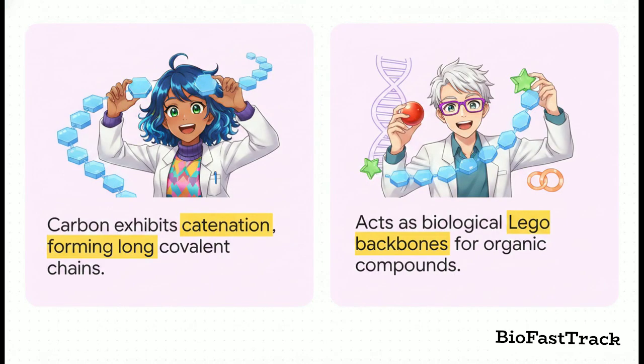Because of that specific geometry, carbon pulls off something called catenation. Catenation is basically carbon's superpower to form covalent bonds with other carbon atoms, creating these massive, endless chains and rings known as catenae. Yeah, think of it like biological Lego backbones. Carbon just snaps together endlessly.